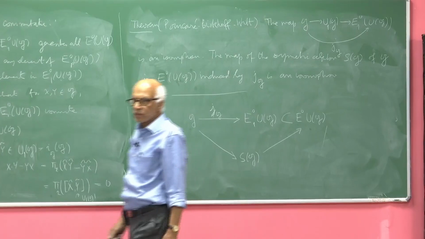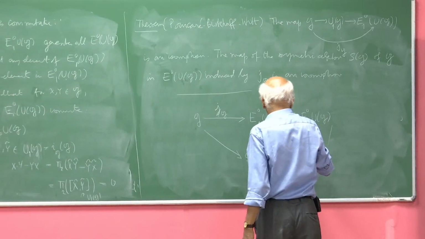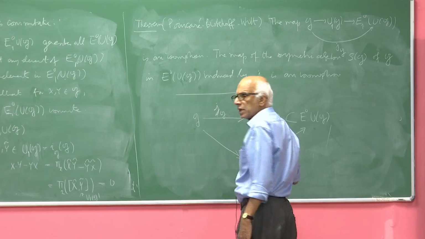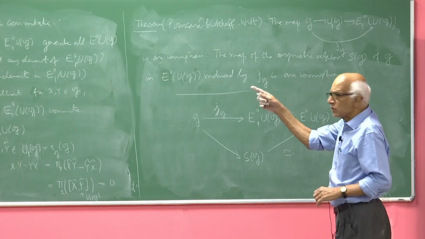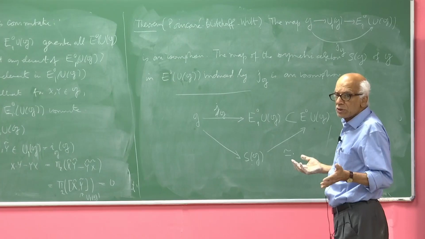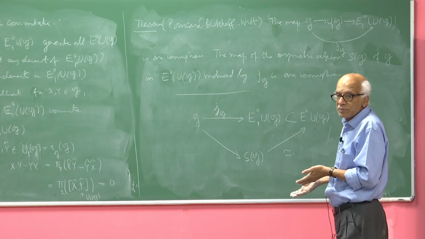And the claim is that this is an isomorphism. Here there is an inclusion of G in SG, the symmetric algebra of G. Notice that the symmetric algebra is a special case of the universal algebra where the bracket operation is 0. If the bracket operation is 0, you will recover the symmetric algebra, because you are passing to the quotient by the ideal generated by x tensor y minus y tensor x. That is precisely the symmetric algebra.